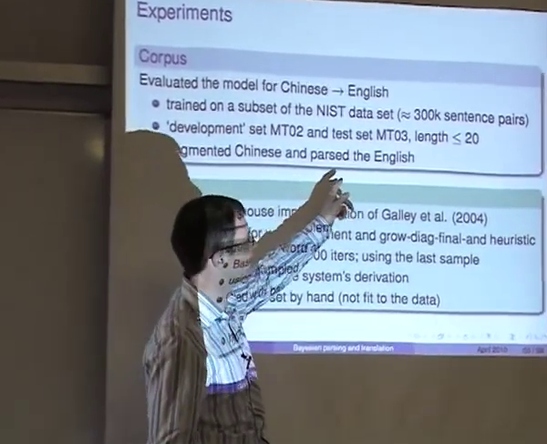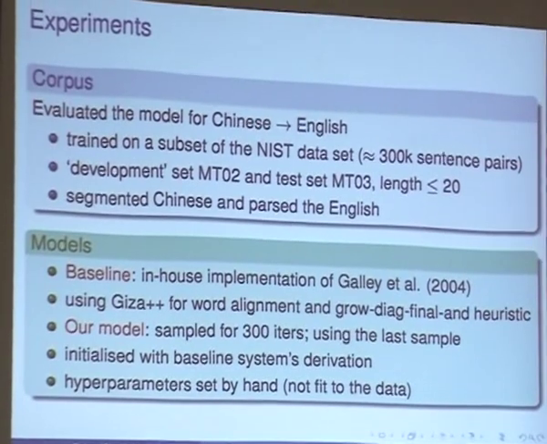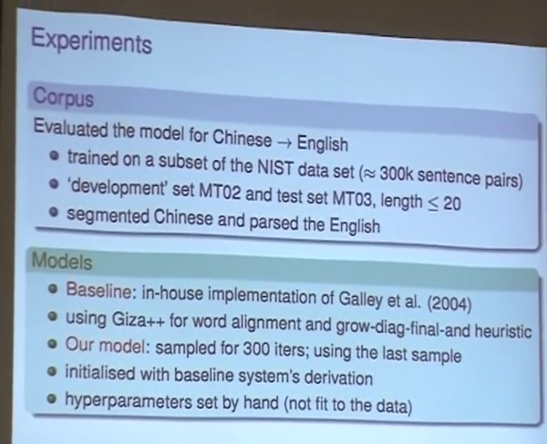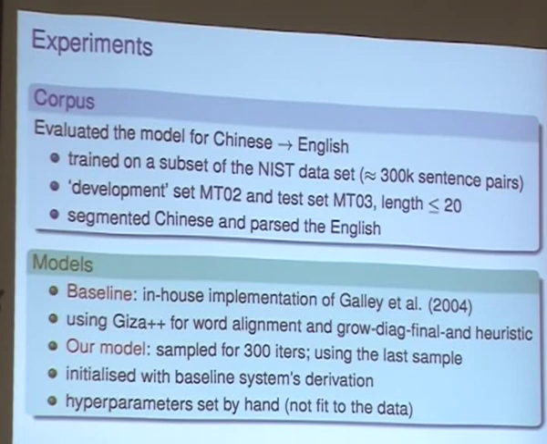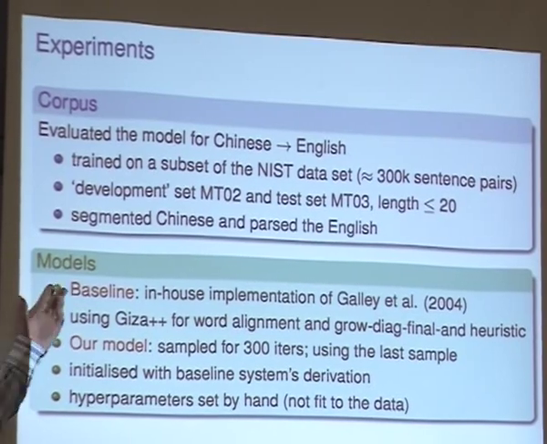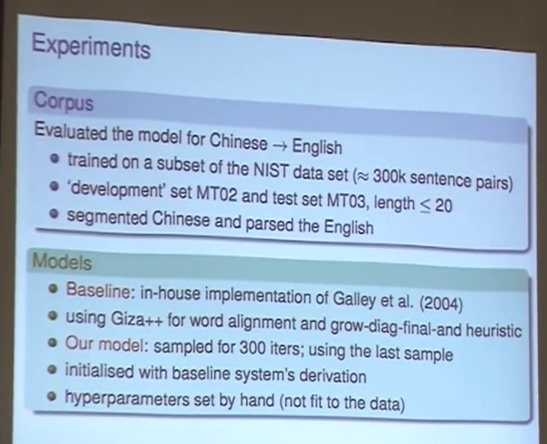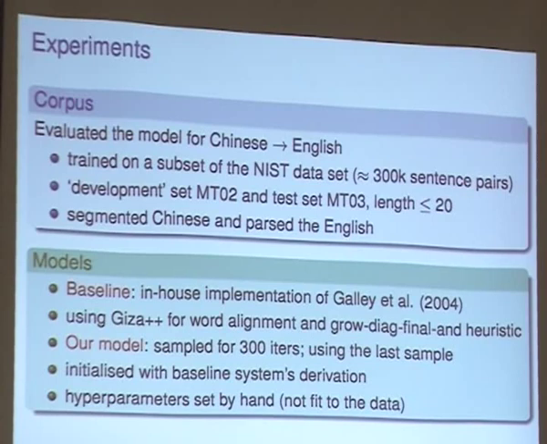for MT03. We impose some length constraints on it to make it tractable, because parsing with these models is really, really tricky. We segmented the Chinese and we parsed the English. I think it was with the Stanford parser. So we had a baseline implementation, which was our implementation of the Galley et al. heuristic, using Giza++ for doing our alignment. And our model, we sampled it for 300 iterations.